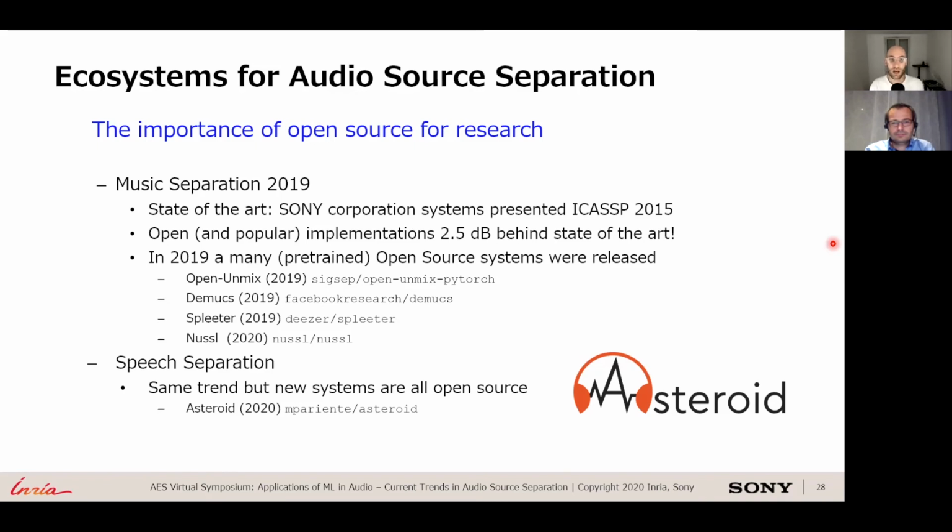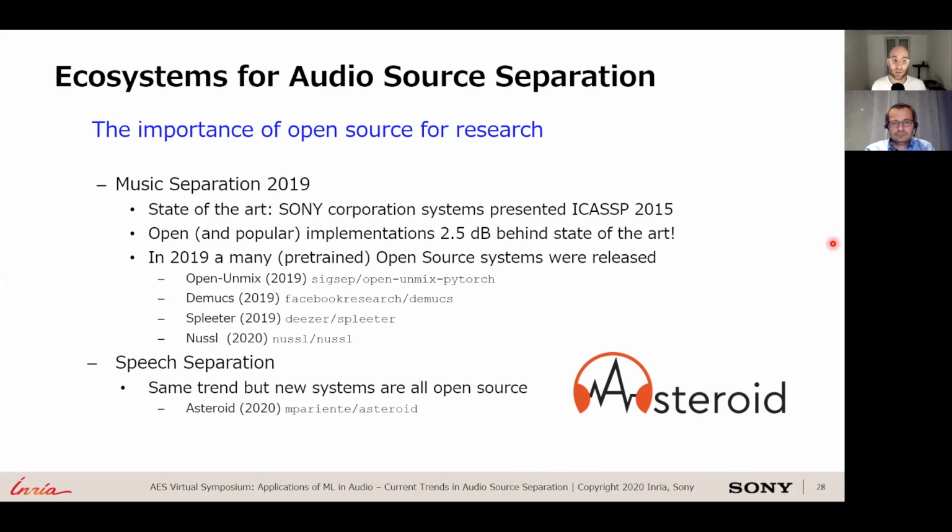And up till then, no one was able to get to that kind of performance, especially no open system had been released yet, neither pre-trained models nor just the source code. So there was a huge gap of almost 2.5 dB between open methods that were released including source code and state-of-the-art, and that really made progress, especially for students, very, very difficult. So in 2019, that all changed, luckily.